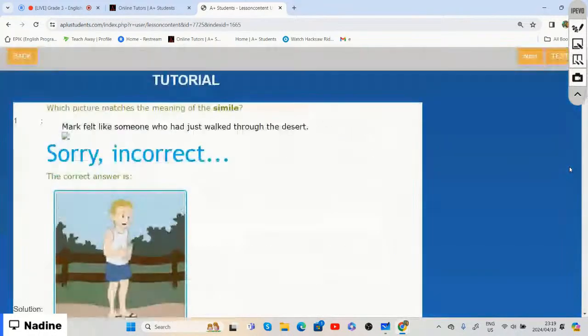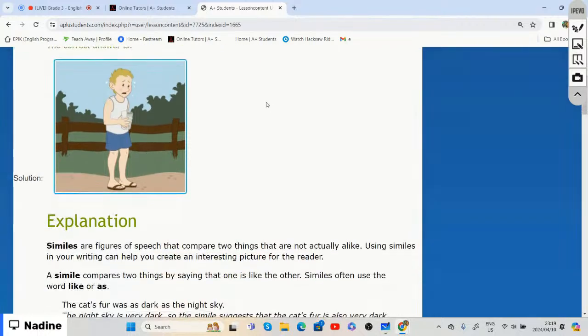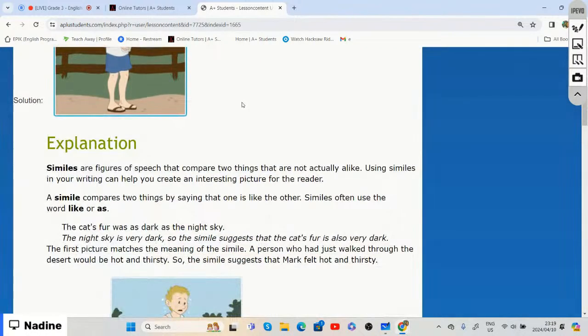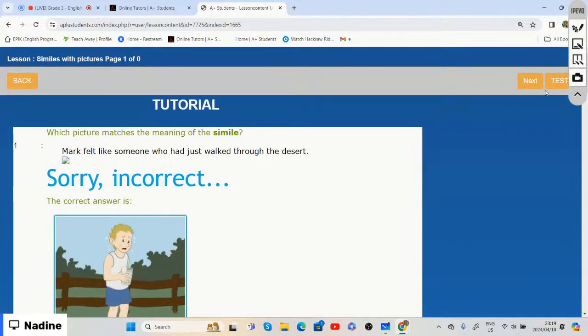So that is basically similes, right? And we said similes with pictures, it compares, let's say, two things. And the things or the figures of speech do not necessarily have to be the same. It is basically things that are not alike that they are comparing. Using similes in your writing can help to create an interesting picture for the reader, right? So now we're going to our test.